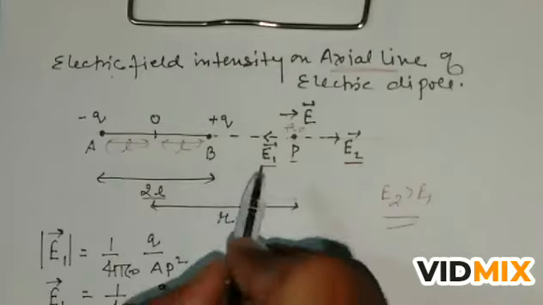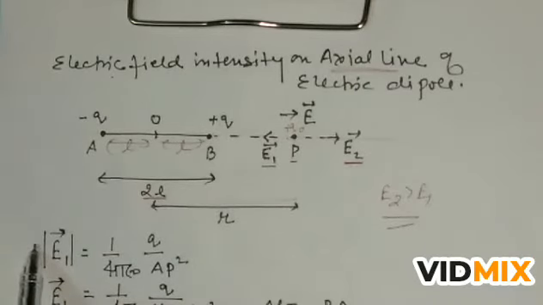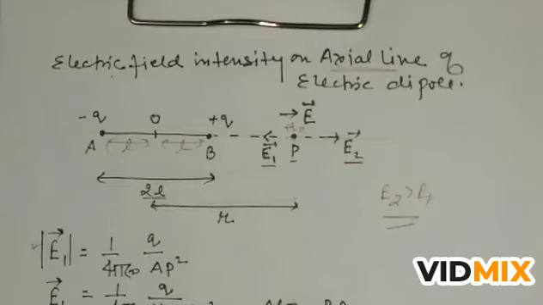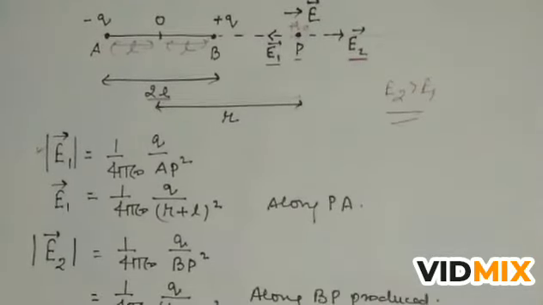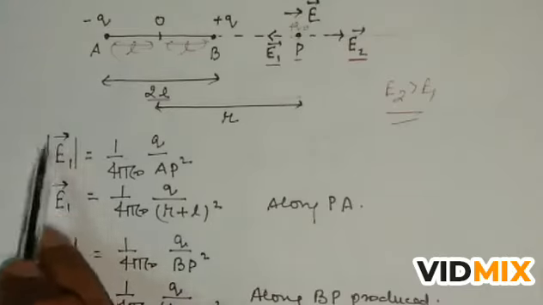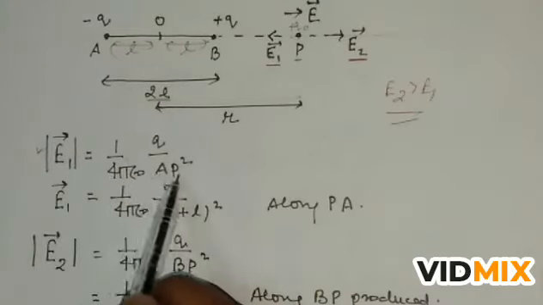Now what is the formula to find the electric field intensity at any point? So this is E is equal to 1 upon 4 pi epsilon naught Q by R square. Now we are going to find the electric field intensity due to the minus Q charge, that is E1. This is the magnitude of electric field. I have taken mod here. So E1 is equal to 1 upon 4 pi epsilon naught Q by AP square.